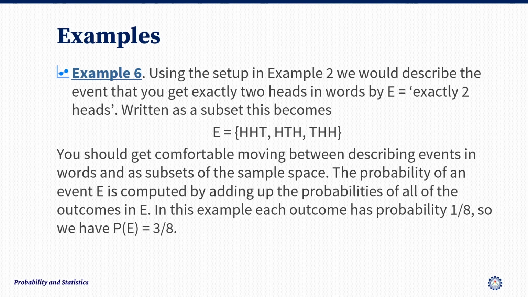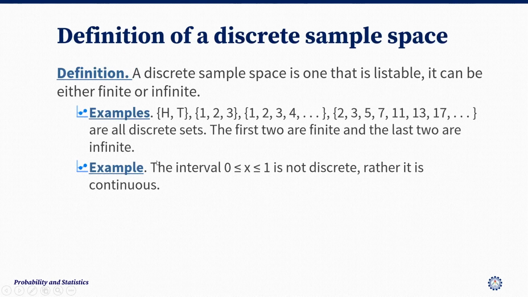Using the setup in example 2, we would describe the event that you get exactly 2 heads in words by denoting E equals exactly 2 heads. Written as a subset, E equals HHT, HTH and THH, since we are only getting exactly 2 heads. You should get comfortable moving between describing events in words and as a subset of the sample space. The probability of an event E is computed by adding up the probabilities of all of the outcomes in E. In this example, each outcome has probability 1/8, so the probability of our event is 3/8 since we have 3 outcomes. So that's an example of an event.